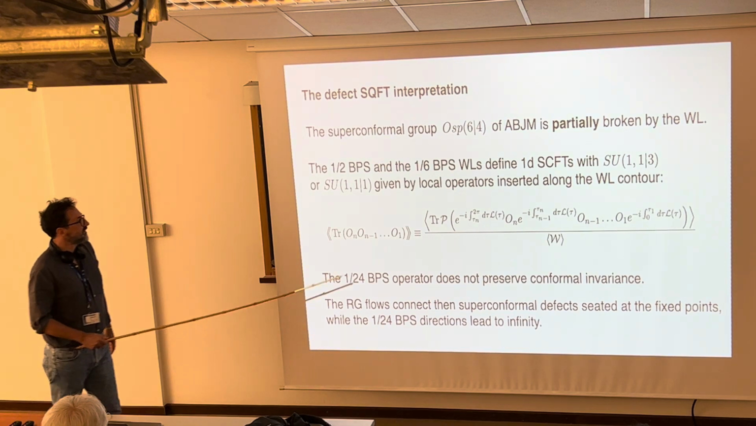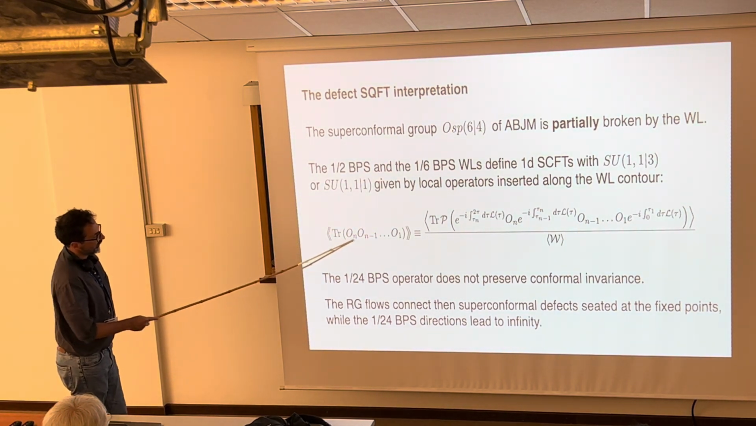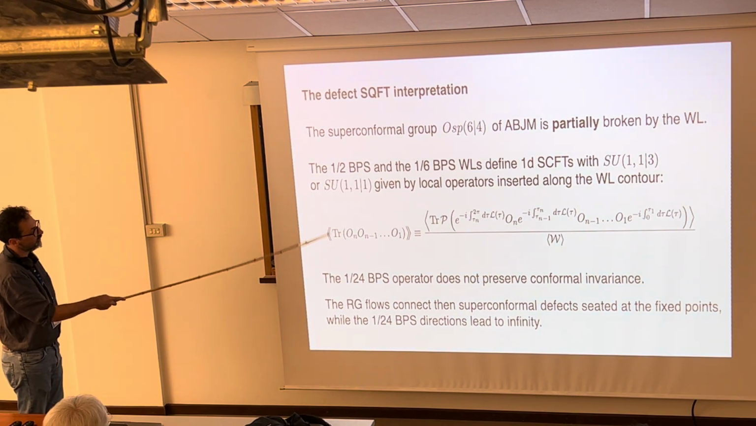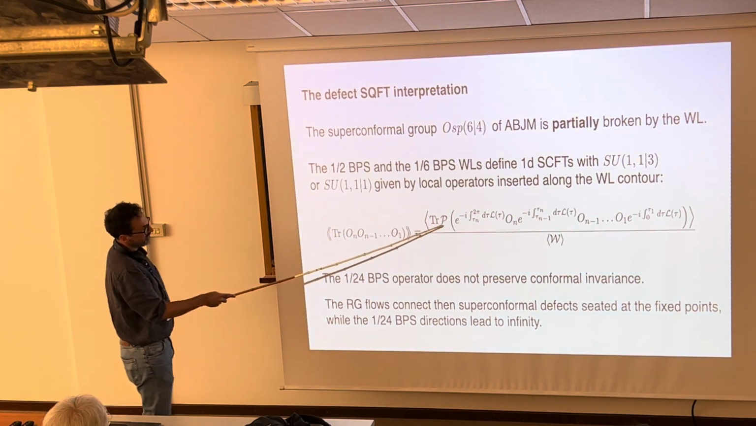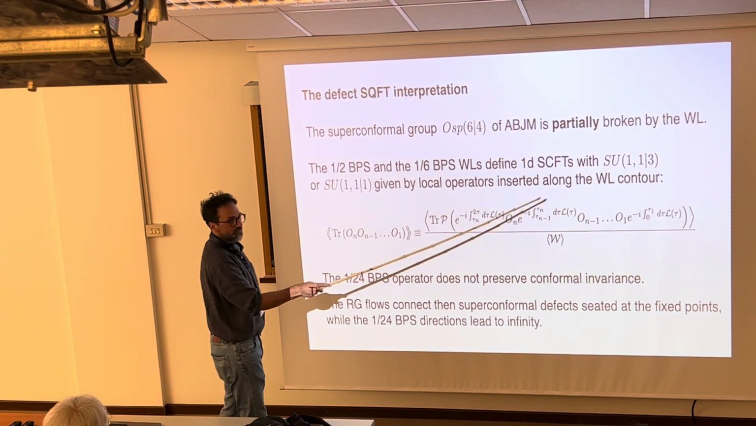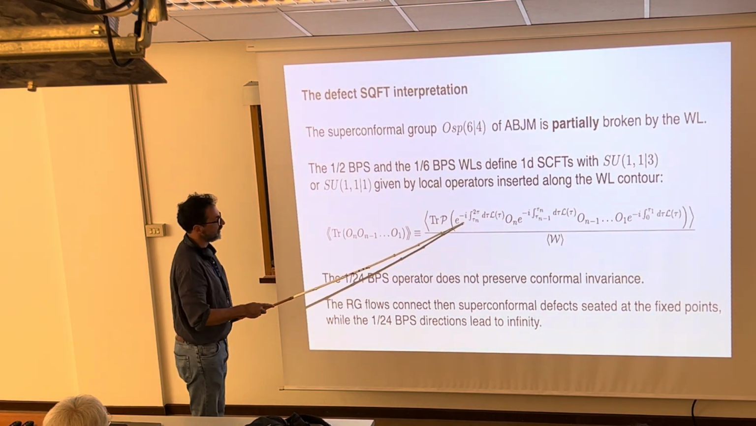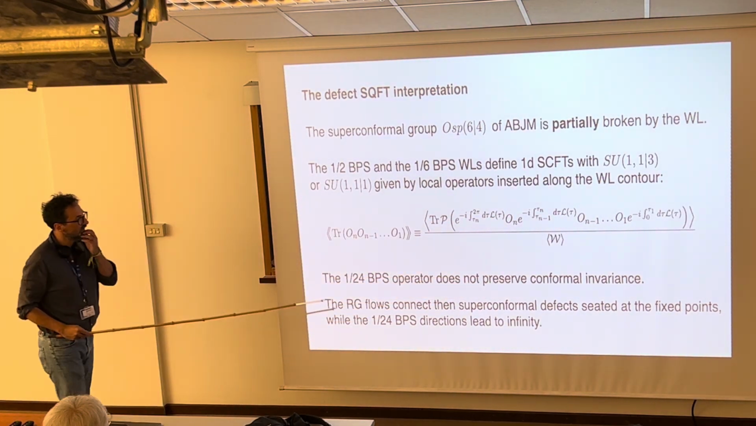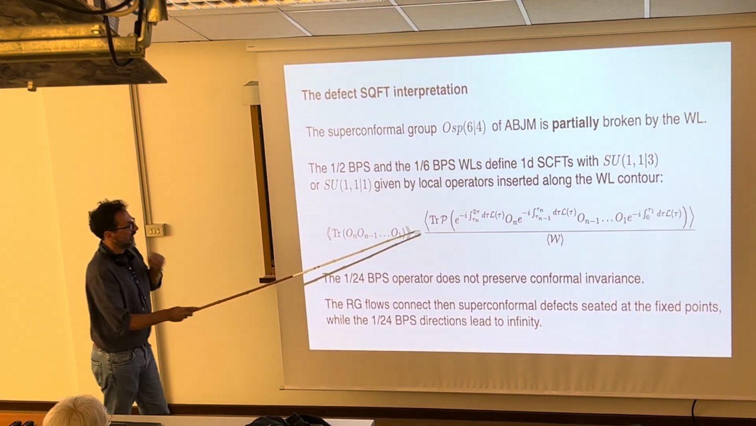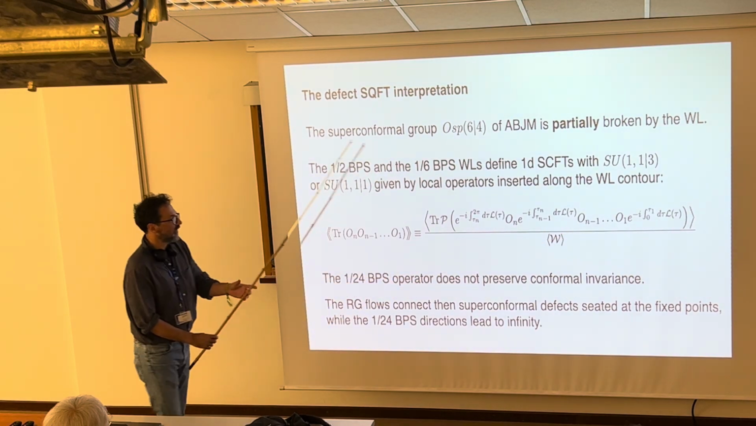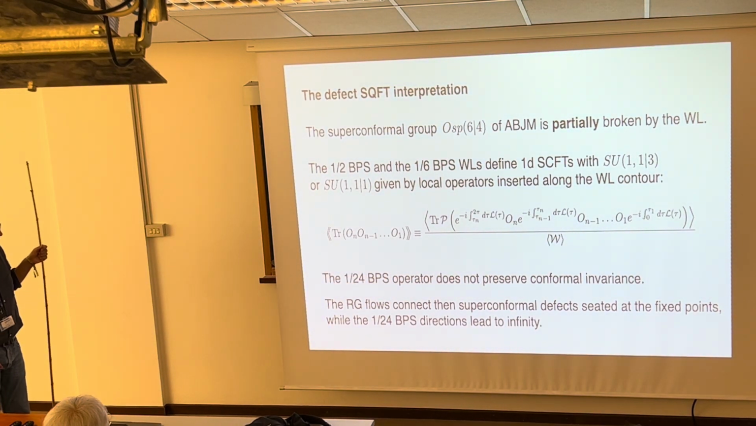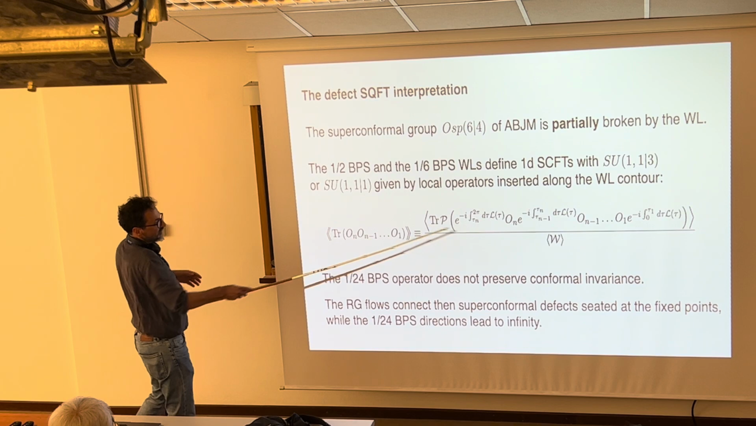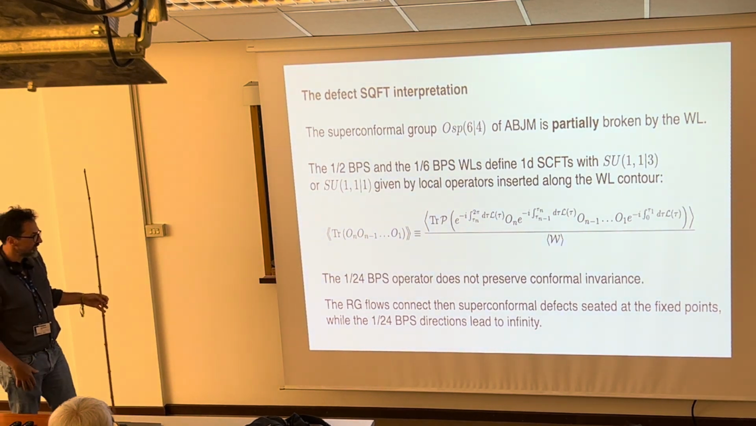SU(1,1|3) or SU(1,1|1) superconformal group. And then you can compute correlation functions of operators in this 1-dimensional theory along the contour. You do that with these double brackets, and the double bracket means that you insert the operator between pieces of a Wilson loop. So these are in the adjoint, and so this is a well-defined operation, a gauge invariant object, in which you put insertions of this operator in the Wilson loop. Okay, and then there are RG flows that connect different superconformal defects seated at different fixed points.